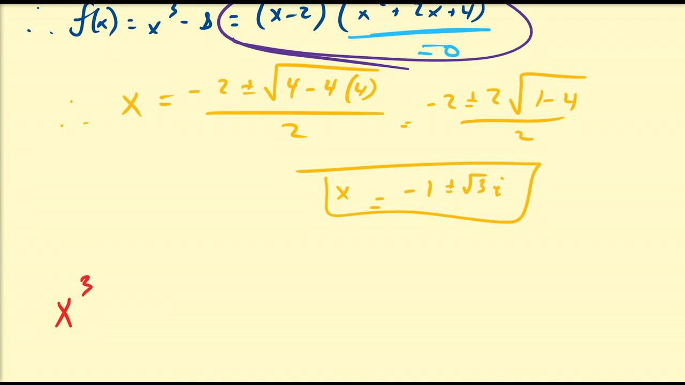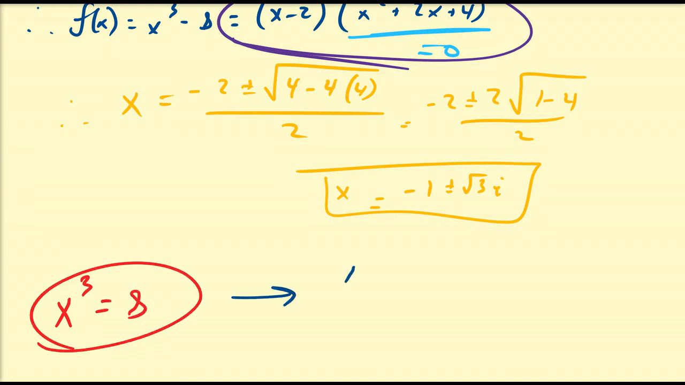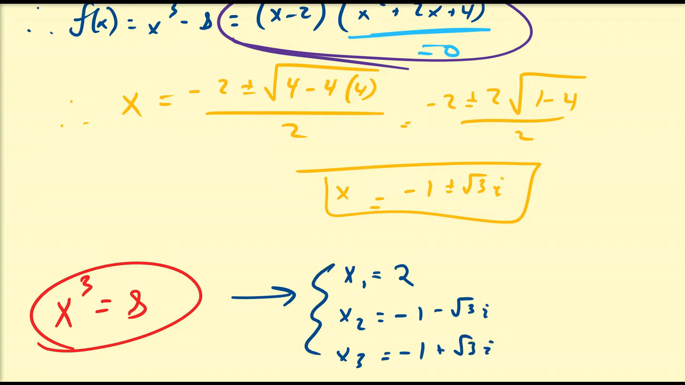So if somebody says, okay, x cubed is equal to 8, what is x equal to? The correct answer is x1 is equal to 2, x2 is equal to negative 1 minus root 3i, and x3 is equal to negative 1 plus root 3i. So these are the three solutions.